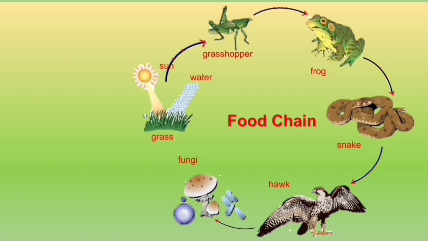Grasshopper is eaten by the frog. Frog is eaten by the snake. Snakes are eaten by hawks. And when these animals die, their bodies are decomposed by fungi. The mushroom picture that you can see is one type of fungi. Once these bodies decompose, they become excellent manure for the plants to grow well. And thus the cycle continues.